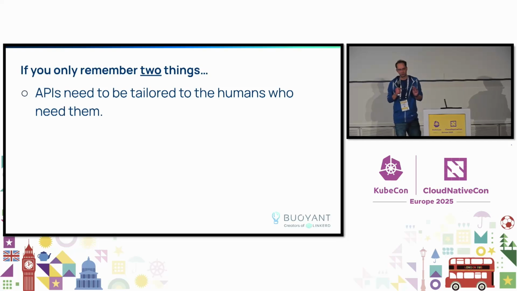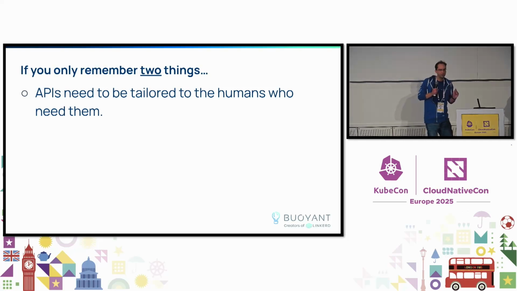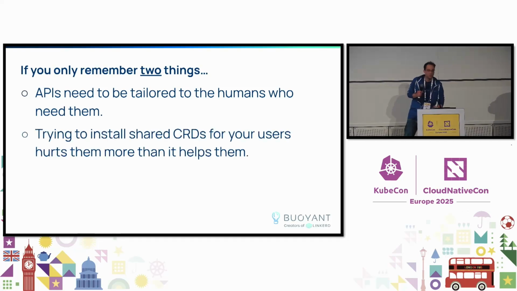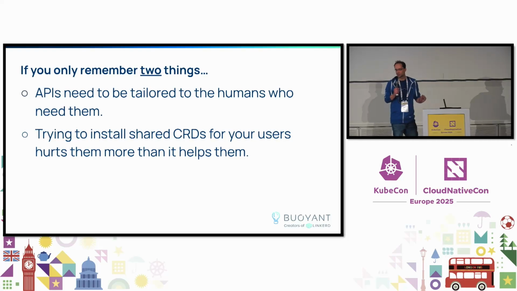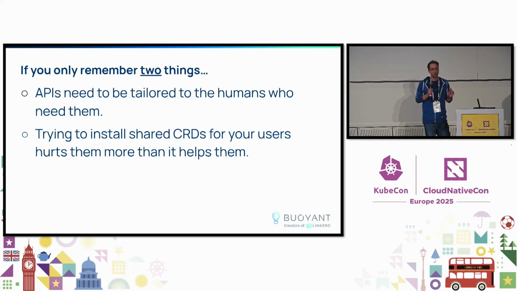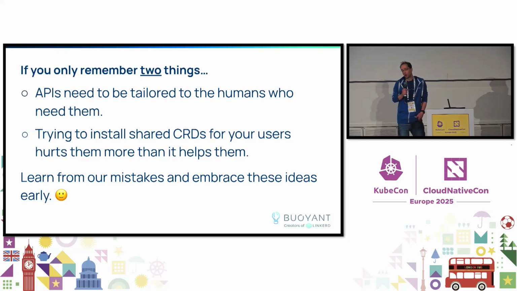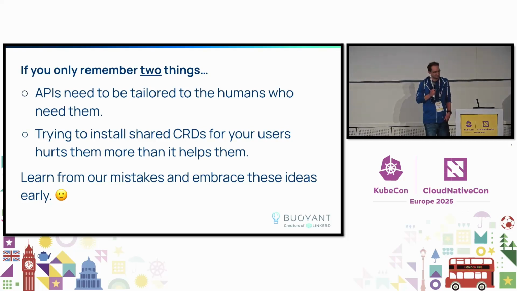APIs need to be tailored to humans who need them, period. It seems simple, but trying to install CRDs for users hurts them more than it helps them. Learn from our mistakes and embrace these ideas.